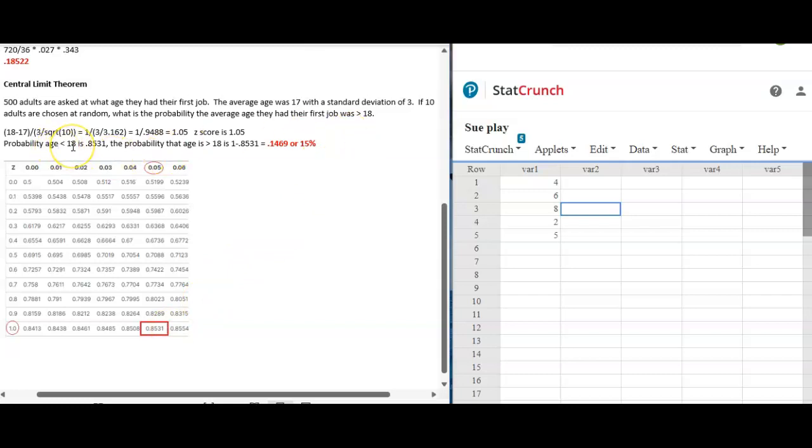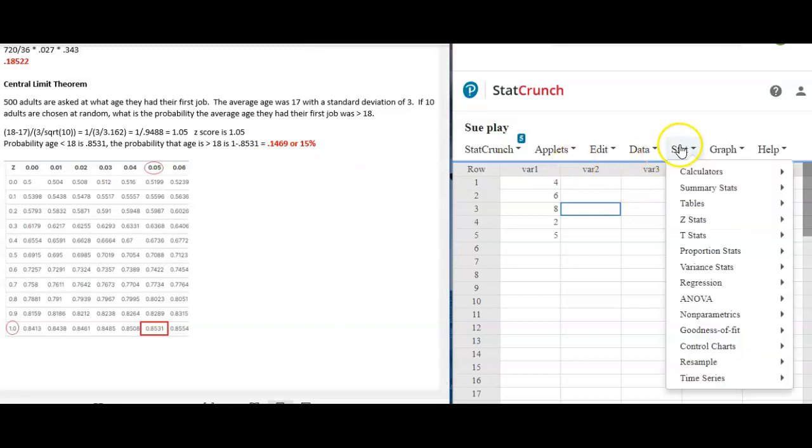So the probability that the age of someone's first job is less than 18, because that's what this table always tells me, is 0.8531. But probabilities always sum to the number 1. So if less than 18 is 0.8531, to get greater than 18, we just subtract that from 1. And as you can see, we end up with 0.1469 or 15%.